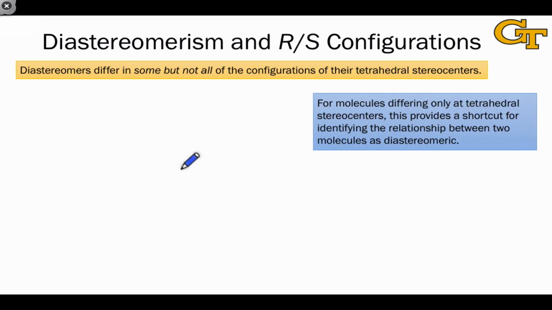So far, to identify diastereomeric relationships, we've verified that the molecules are stereoisomers, in other words, they have the same connectivity and same molecular formula, and verified that they're not mirror images by lining them up as if they're looking in a mirror at each other and verifying that one is not the mirror image of the other. There's a shortcut you can use to identify a diastereomeric relationship between two molecules that contain only tetrahedral stereocenters. And this uses the idea that diastereomers differ in some configurations, but not all configurations of their tetrahedral stereocenters. After we look at enantiomers in the next video, we'll clarify why this works.